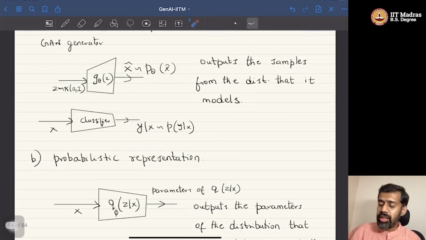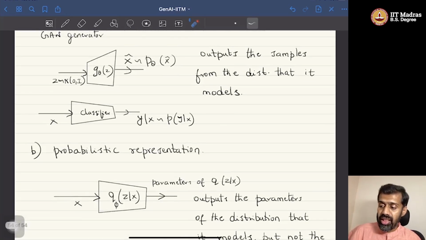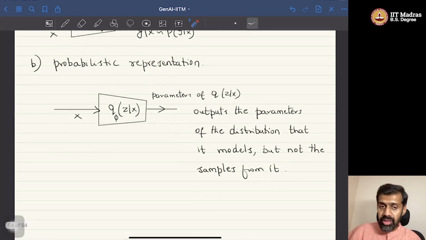In the deterministic representation, the neural network is taken to be giving samples from the distribution that it is trying to model. An example for it is the GAN generator. In the probabilistic representation of density functions, the idea is to get the parameters of the density function that it is modeling given a particular input, but not the samples from it. Okay, so this is the probabilistic way.